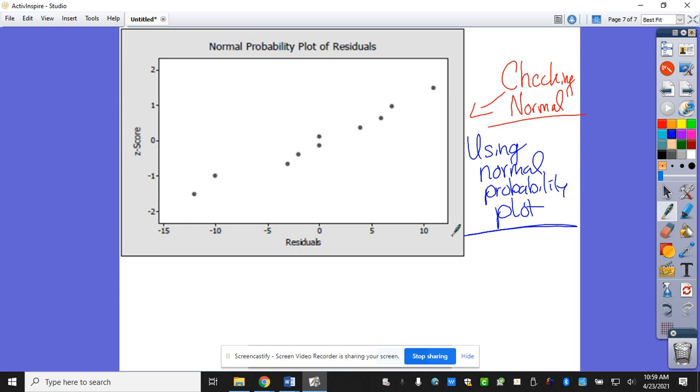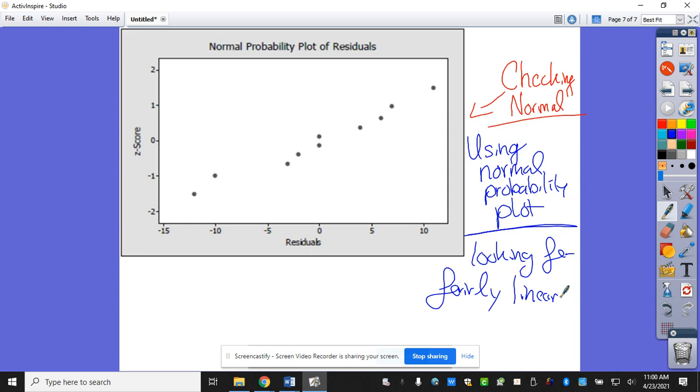And you should be able to look at this one and kind of remember, how do I tell if it looks normal? What do you see in this? What do you kind of see there? If it is linear in a normal probability plot, that means normal.